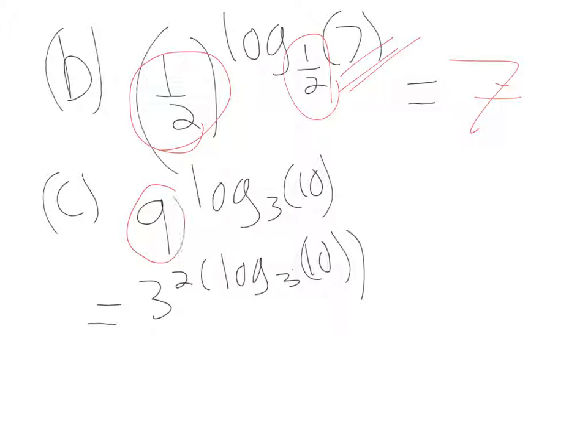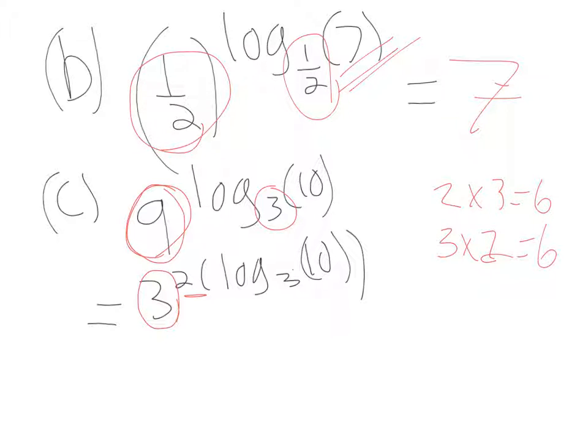Here's one that is much trickier. I've got a 9 here and a 3 here. And so right now, those are not inverses because they don't have the same bases. So what I do is I change 9 to base 3. Now it still doesn't look right because I've got this 2 out front. But due to the commutative nature of multiplication, in other words, 2 times 3 equals 6, and 3 times 2 equals 6, I can take this 2 and move it to the back of this. So I end up with 3 to the logarithm of 10 to the base 3.